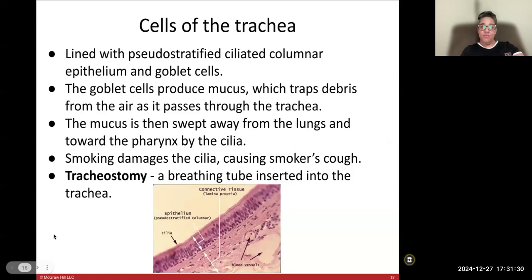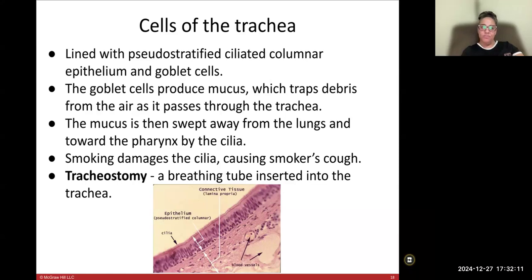The cells of the trachea are lined with pseudostratified ciliated columnar epithelium, as well as goblet cells. If you remember way back from, I think it's chapter 4 when we talked about all the tissues, pseudostratified means the cells look layered, but they're not actually layered. That's just one layer of cells. They all connect to that bottom basal membrane, but it looks like there are many layers of them because of the placement of the nuclei. So it's fake stratified. And then ciliated means there's cilia on top. Columnar means they look like little columns.